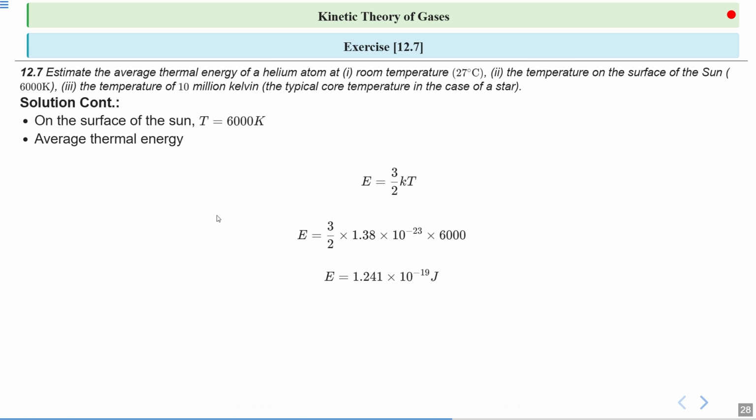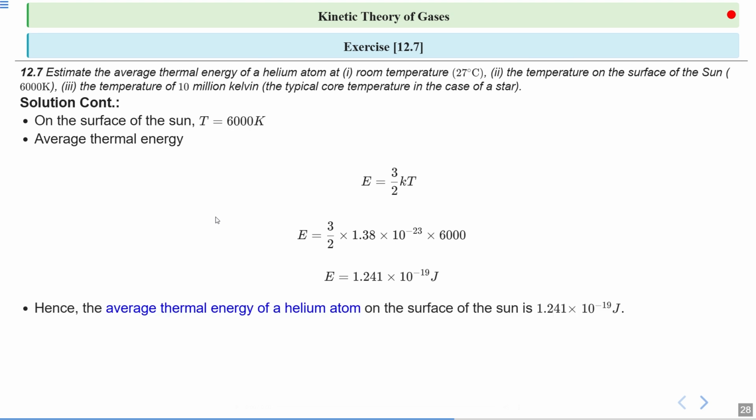So after performing the calculation, we find that E is equal to 1.241 into 10 raised to the power minus 19 joule. Hence the average thermal energy of a helium atom on the surface of the sun is 1.241 into 10 raised to the power minus 19 joule.